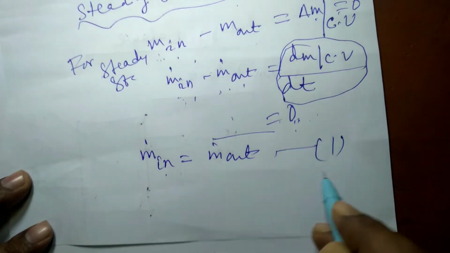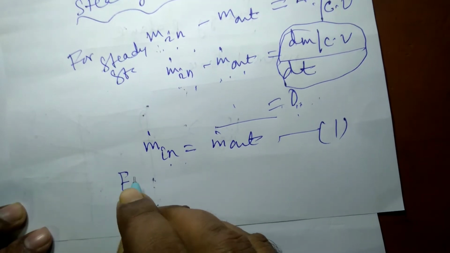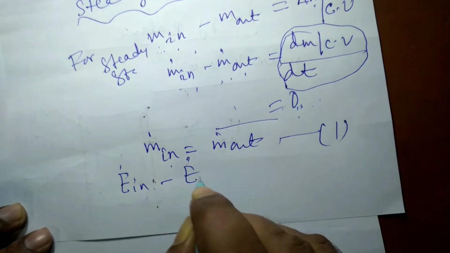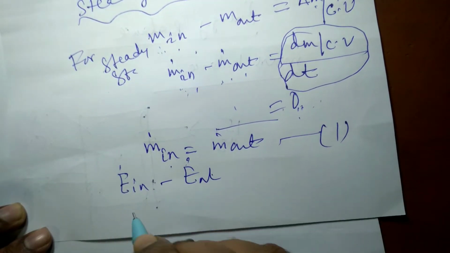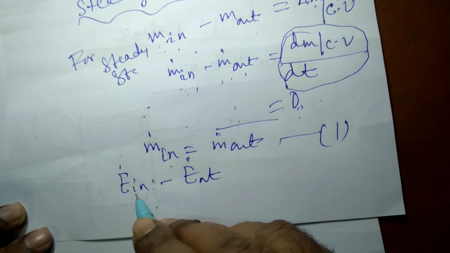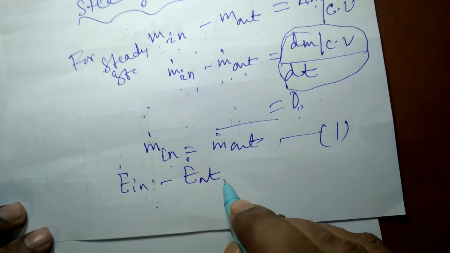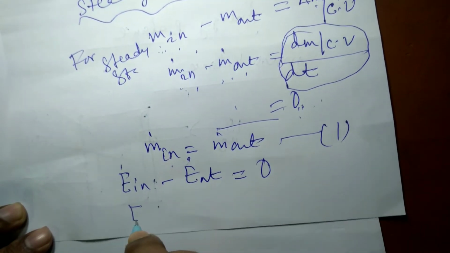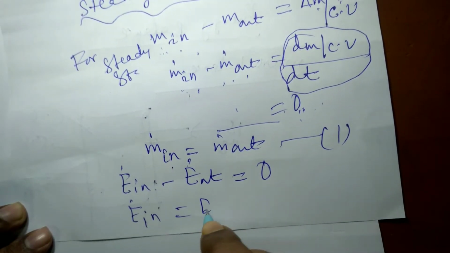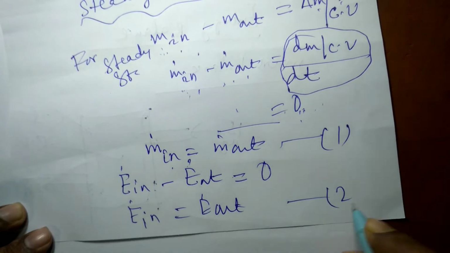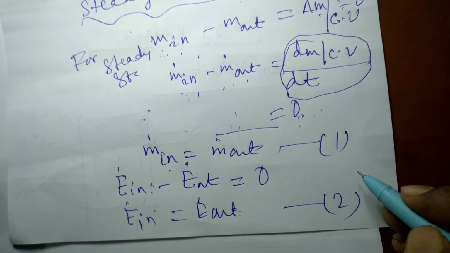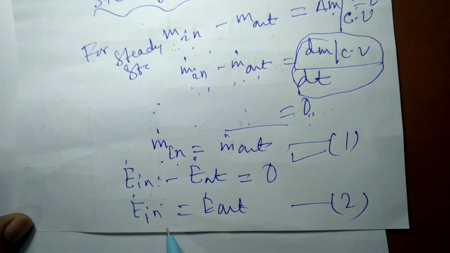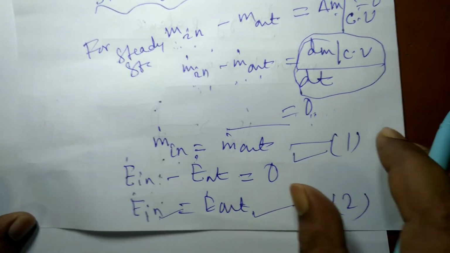Similarly, if you apply the energy balance principle for a steady flow system, the result will be like this. E dot in minus E dot out, the rate of energy entering the control volume minus the rate of energy leaving the control volume, will be 0. That means E dot in equals E dot out. From these two equations only, the steady flow energy equation is derived. The first one is M dot in equals M dot out and the second one is E dot in equals E dot out.